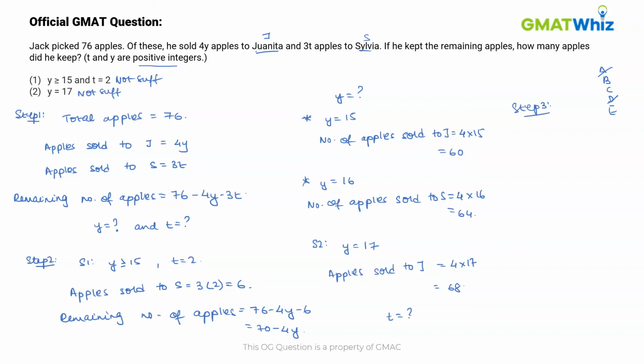the statements together. From statement 1, we have that Y is greater than or equal to 15 and T is equal to 2. And from statement 2, we have Y is equal to 17. On combining these two statements, we can write Y is equal to 17 and T is equal to 2. Thus, we have the value of Y and T, and we can find the remaining number of apples with Jack. So, the statements together are sufficient. Hence, the correct answer is option C.